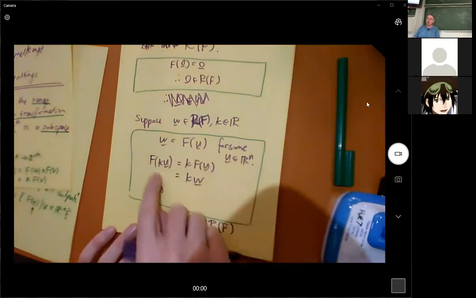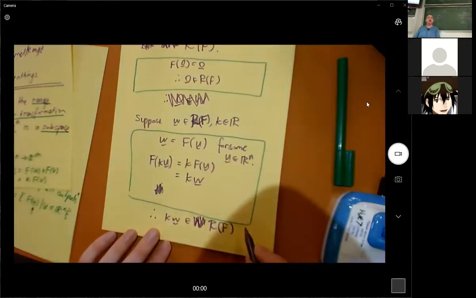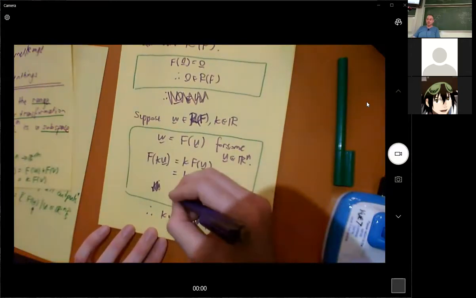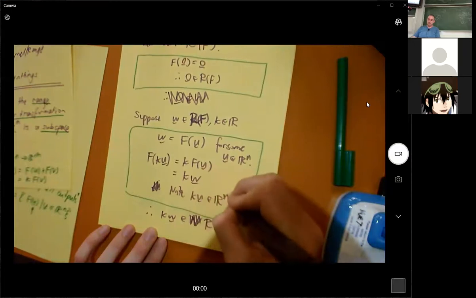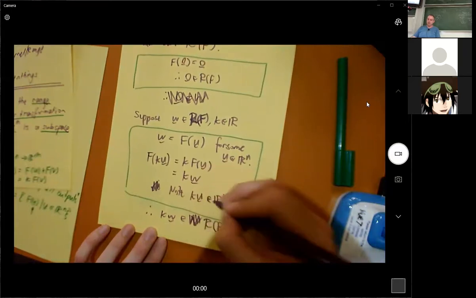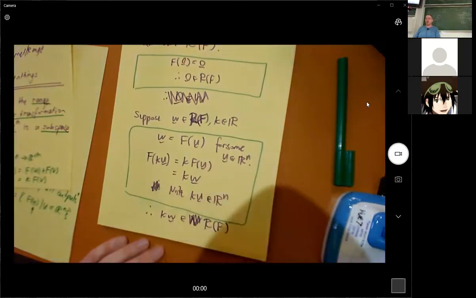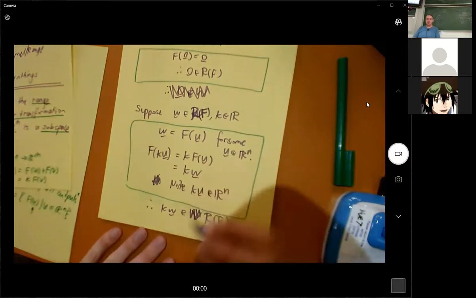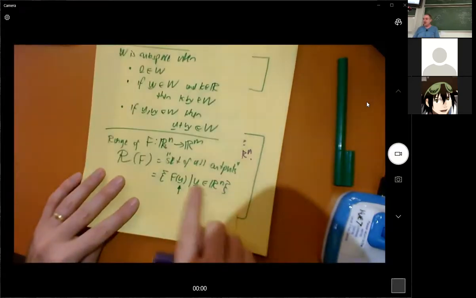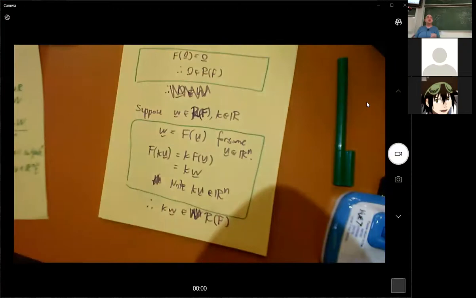Should probably make the comment that ku is in Rn. Because technically you're only in the range if the thing you put in was in Rn. So that's the definition, isn't it? Yeah, we need to be in Rn, so we should mention it. I'm going to stop there.